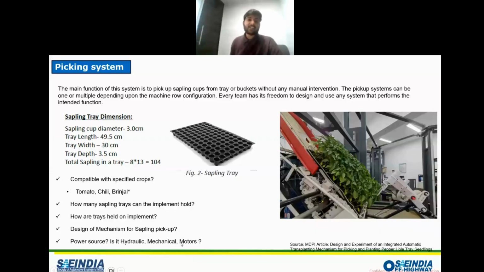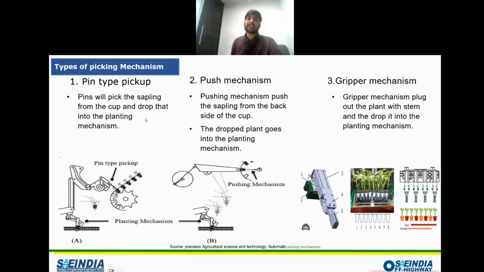Now, coming to the picking mechanisms, this is just high level, but yes, there are different kinds of pickup systems available. And if we talk about the highly used ones, or which are mostly used in machines which are currently available, the first one is the pin type pickup. So the pin will pick the sapling from the cup, and then it will place it into the machine.